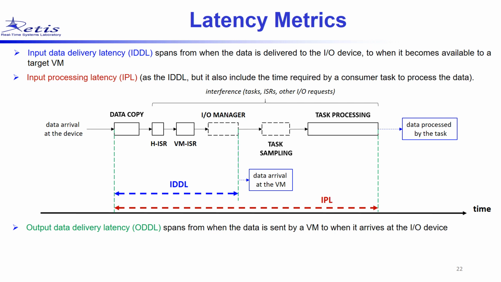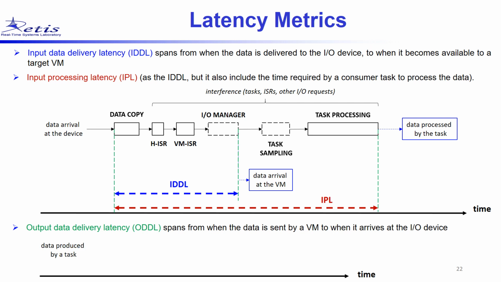Then, we may also want to consider delays in the opposite direction, so from the VM to the I/O device. In this case we can consider the output data delivery latency, or ODDL, that spans from when the data is sent by a VM to when it arrives at the I/O device. Again, let's take a look at the timeline to clarify this latency.